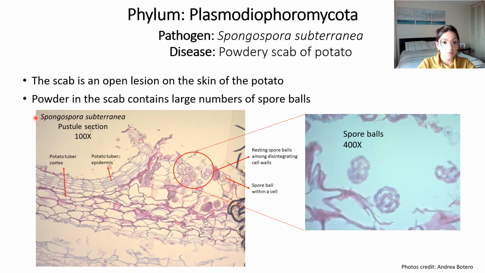This is a pustule section of potato scab, and here we have the potato tuber, the cortex, the epidermis, and inside of it we have the spore balls. These are the spore balls among disintegrating cell walls, and this is a spore wall within a cell. This is a picture of how a spore ball looks, and they are very spongy. You're going to see this during your guide and also in the lab quiz.